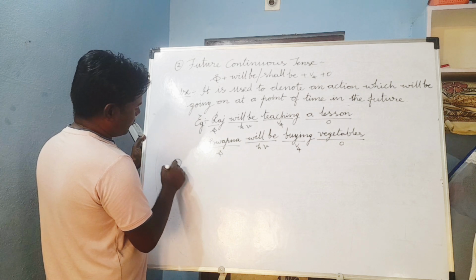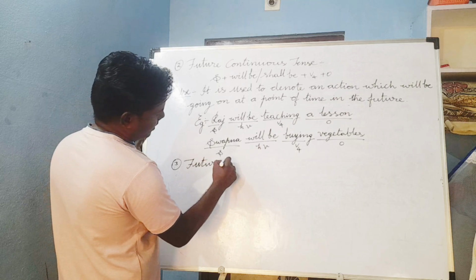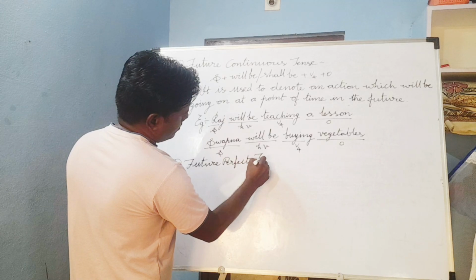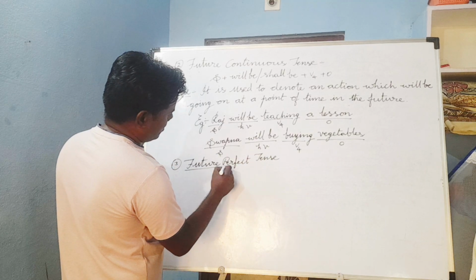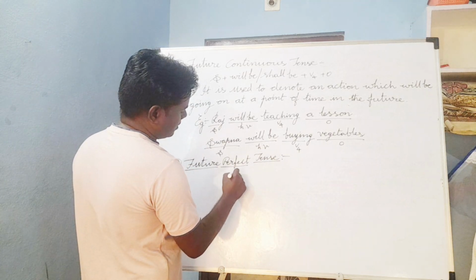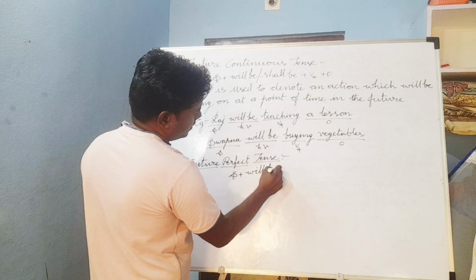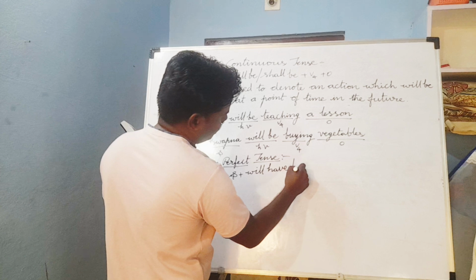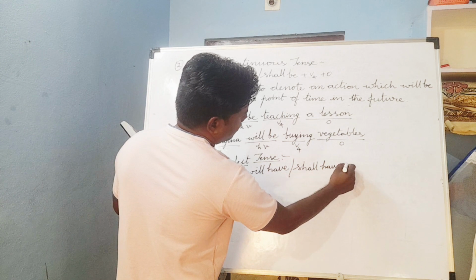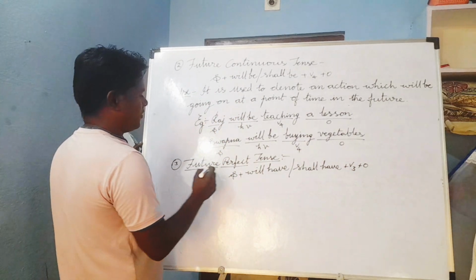The third one is future perfect tense. The structure is subject plus will have or shall have plus V3 plus object. This is the structure of future perfect tense.